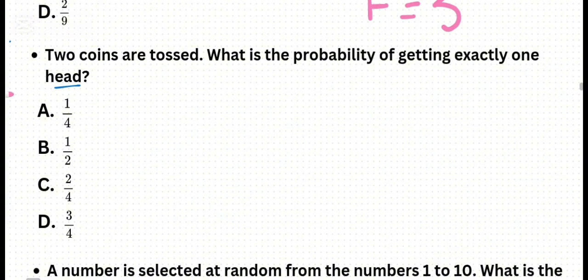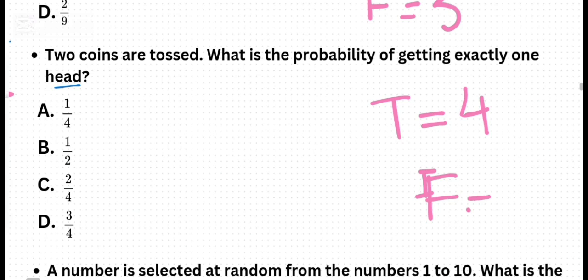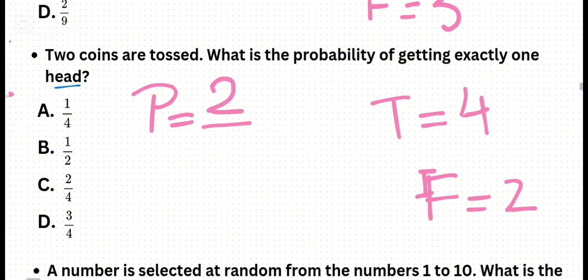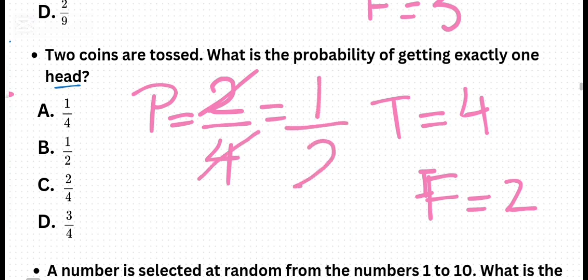Now as you see, the total outcome is 4 and the favorable outcome is 2. After putting the formula P is equal to F by T, 2 by 4, and after cutting you will get 1 by 2. So the correct answer is B, right?